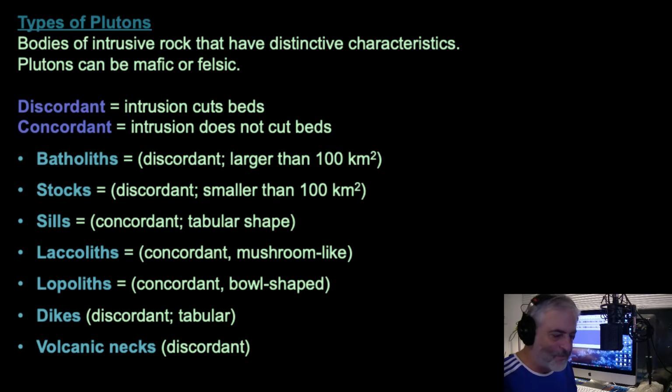A laccolith and a lopolith, I'm going to lump these two together. They're kind of a special situation. Normally, I don't even think the book mentions these two, but these two are concordant also. But if you can imagine something like a mushroom where it kind of pooches up, okay? So that's like a sill, except it's got a little thicker middle part in it. And that's what a laccolith is. A lopolith is just the opposite of that, where it's relatively flat on the top. It forms like a bowl shape down below it. And so that's a lopolith.